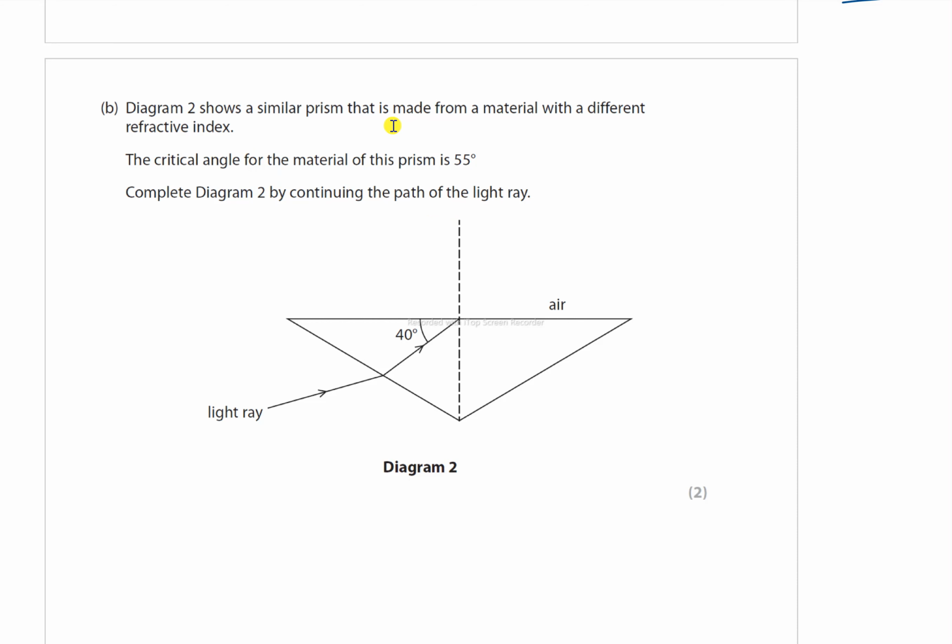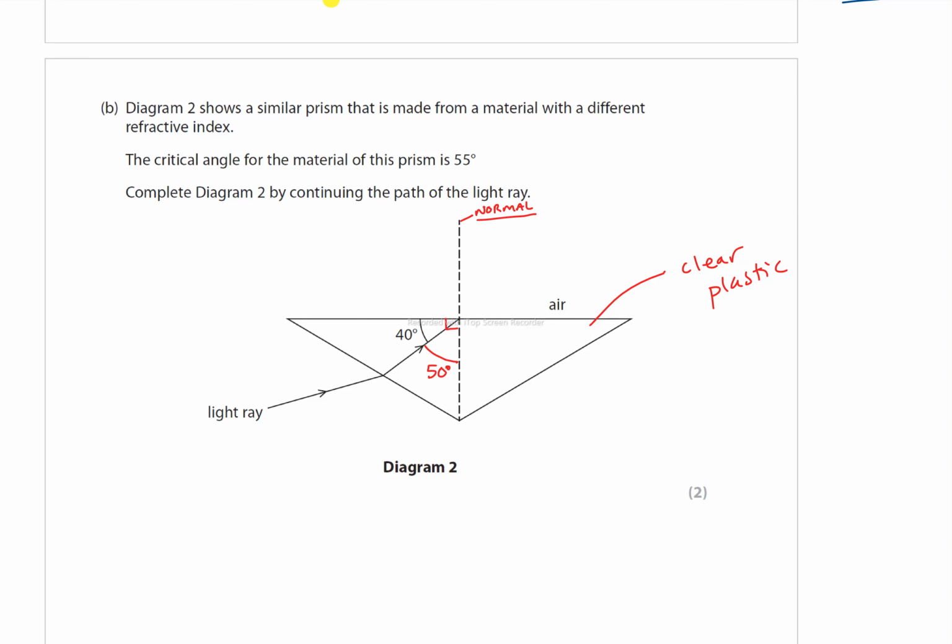Oh, part B. Diagram 2 shows a similar prism that is made from material with different refractive index. So this might be clear, transparent plastic. The critical angle is 55 degrees. So we know that there is 50 degrees because that's a right angle. That line there is the normal.